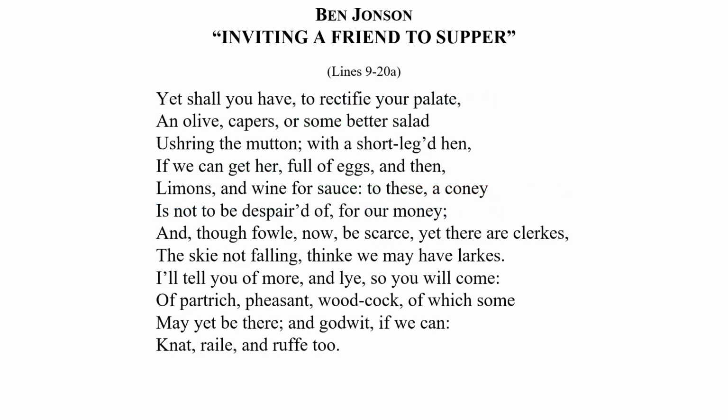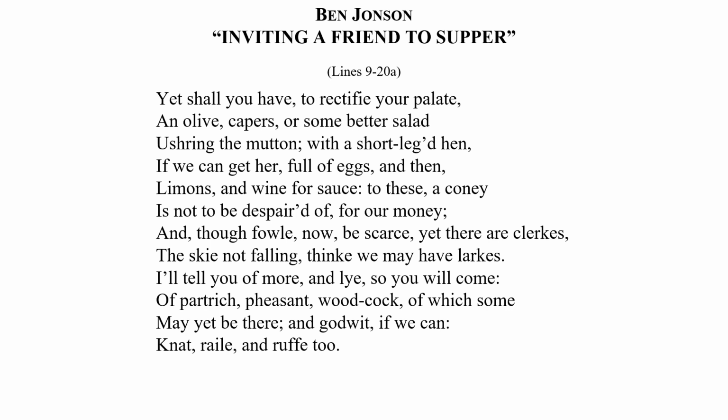Yet shall you have to rectify your palate an olive, capers, or some better salad ushering the mutton, with a short-legged hen, if we can get her, full of eggs, and then lemons and wine for sauce. To these a coney is not to be despaired of for our money, and though fowl now be scarce, yet there are clerks, the sky not falling, think we may have larks. I'll tell you of more and lie, so you will come, of partridge, pheasant, woodcock, of which some may yet be there, and godwit, if we can. Knat, rail, and ruff, too.